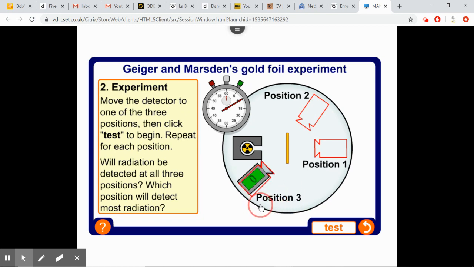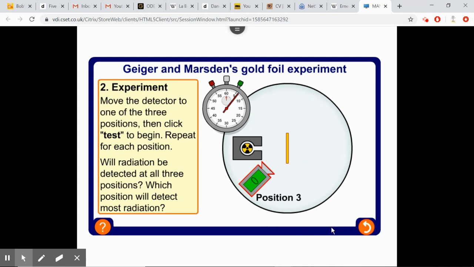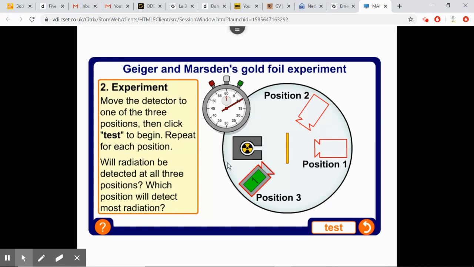But what was really surprising was what happened when they put the radiation detector behind the foil. Let's see what happens then. Look at that. Very occasionally, the particles of alpha radiation in fact bounced back off the gold foil, which was not at all what they were expecting to see.